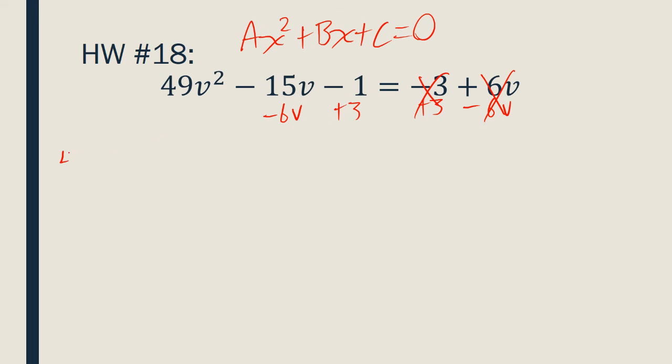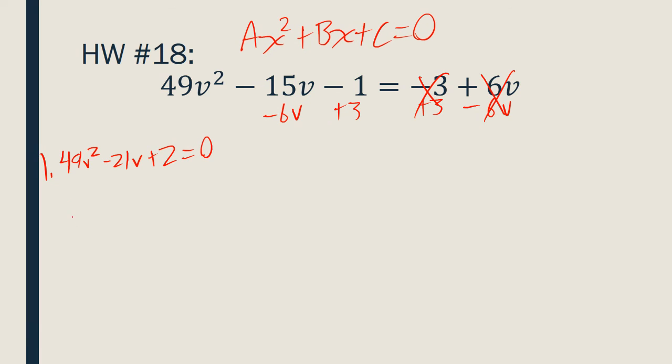Which leaves me with 49v squared. Negative 15 minus 6 is negative 21v. And negative 1 plus 3 is a positive 2. That's all set equal to 0. So that's my first step as I wrote it in standard form: 49v squared minus 21v plus 2.